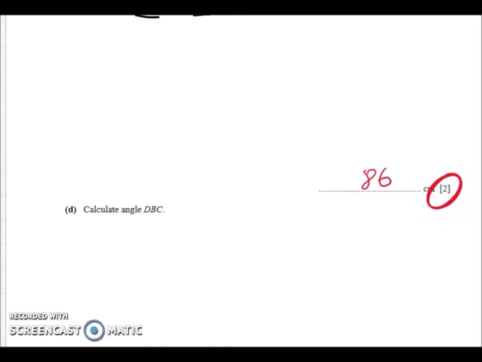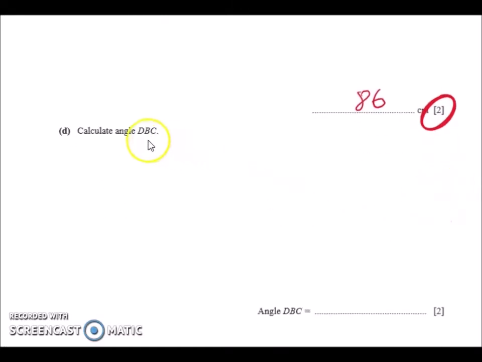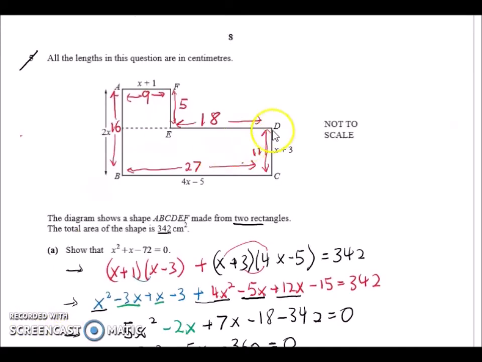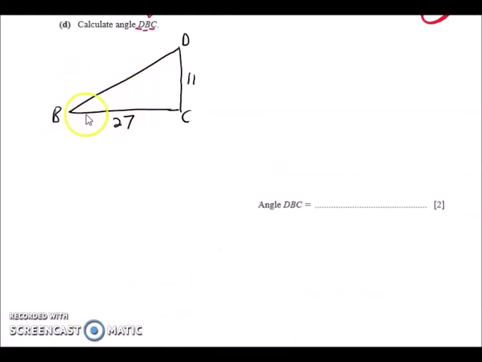Angle DBC. So the angle will be calculated at the B here. Now we look at the diagram. They want D, B, and C, they want this angle, so we can draw a triangle here. And remember this 27 and here's 11. So we are going to draw this triangle for question D. This is the same diagram here with 27 and 11.